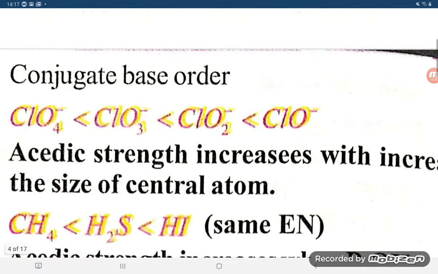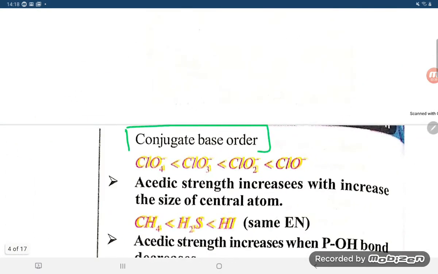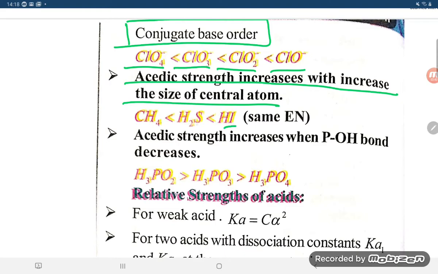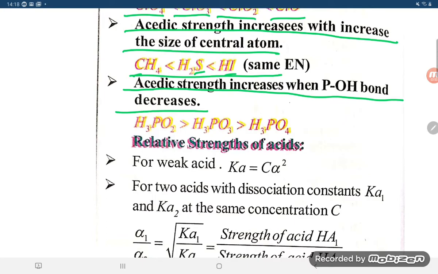Now you can see, students, another point: the conjugate base, that is ClO4 minus, ClO3 minus, ClO2 minus, ClO minus. The acidic strength increases with increase in the size of the central atom, so I is larger than sulfur and carbon, and acidity increases. Acidic strength increases when the P-OH bond length decreases. Comparing the P-OH bonds, H3PO4 has a different P-OH bond than H3PO3 and H3PO2, and this is the order of acidic strength.